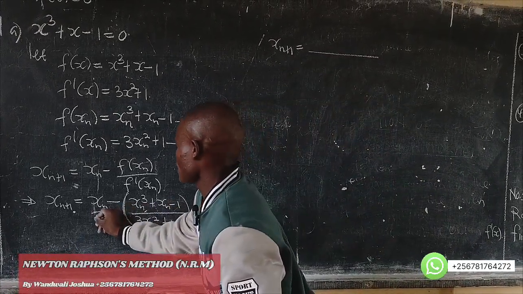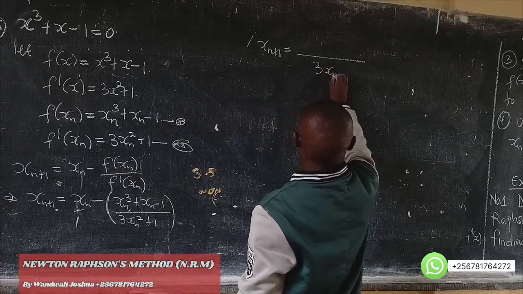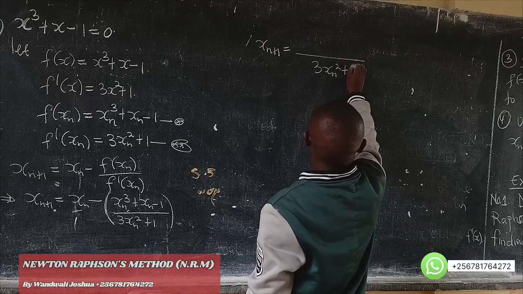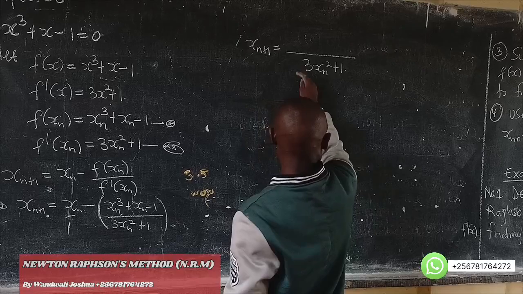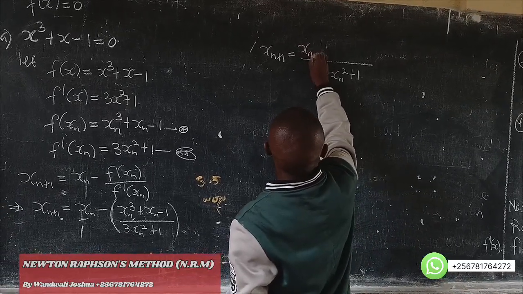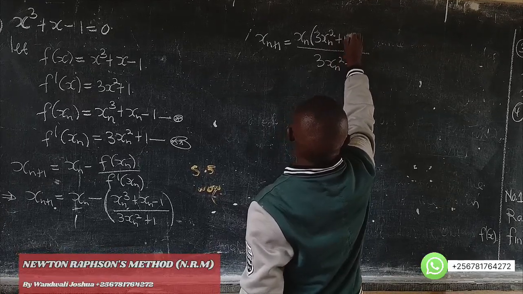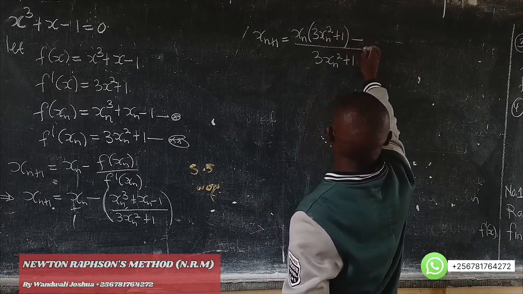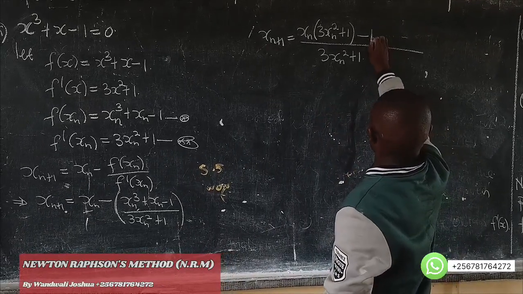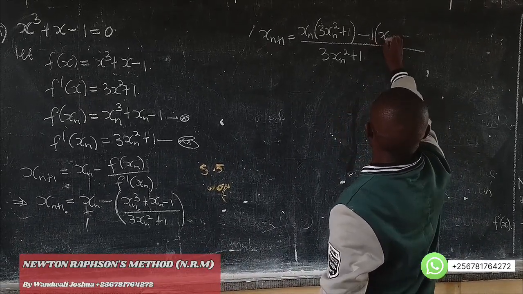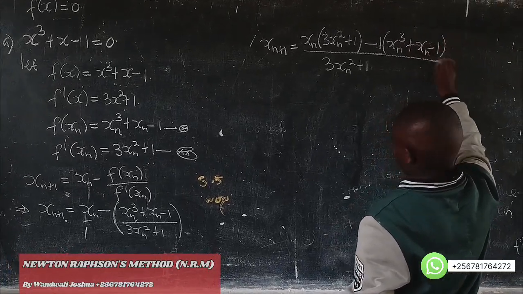Remember here something is like a 1, so it has no problem with that. So here we have the LCM as 3x_n squared plus 1. When I divide that, this divided by a 1, we get itself times x_n. So this is x_n into (3x_n squared plus 1), and we are subtracting: this 1 divided by this, we get a 1, and then we have 1 into (x_n cubed plus x_n minus 1).